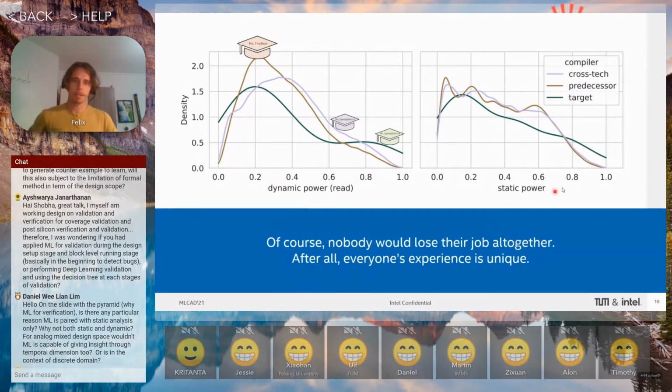On the right side, we have another example for static power. And that's just to give you an impression of how similar our domains are. They're definitely not identical. And our experiments have also shown that, so we've tried just training on the source domain and predicting the target. It's not bad, but it's not enough. So that's why here no model will lose their job.